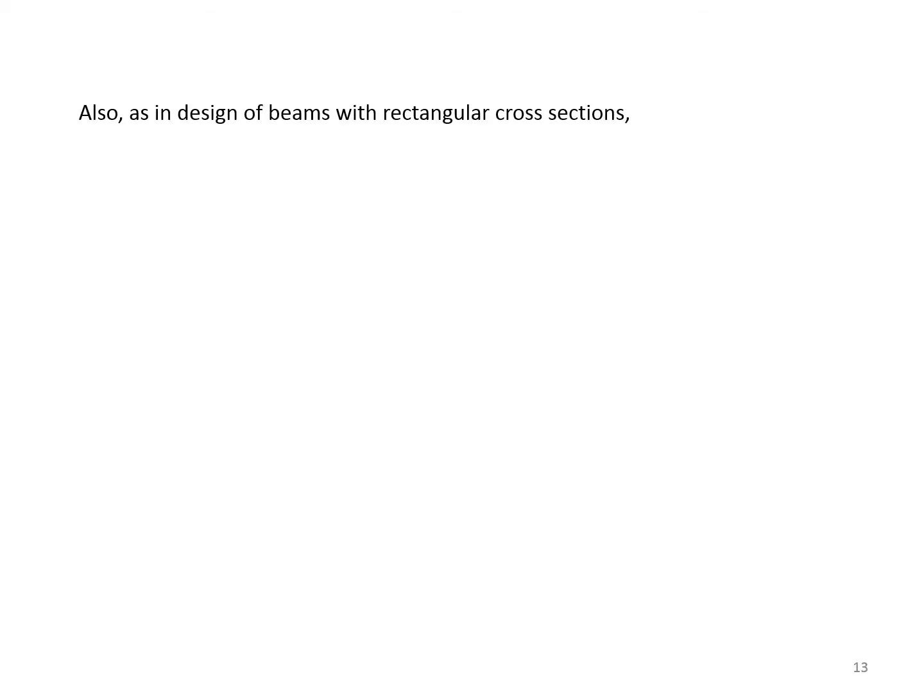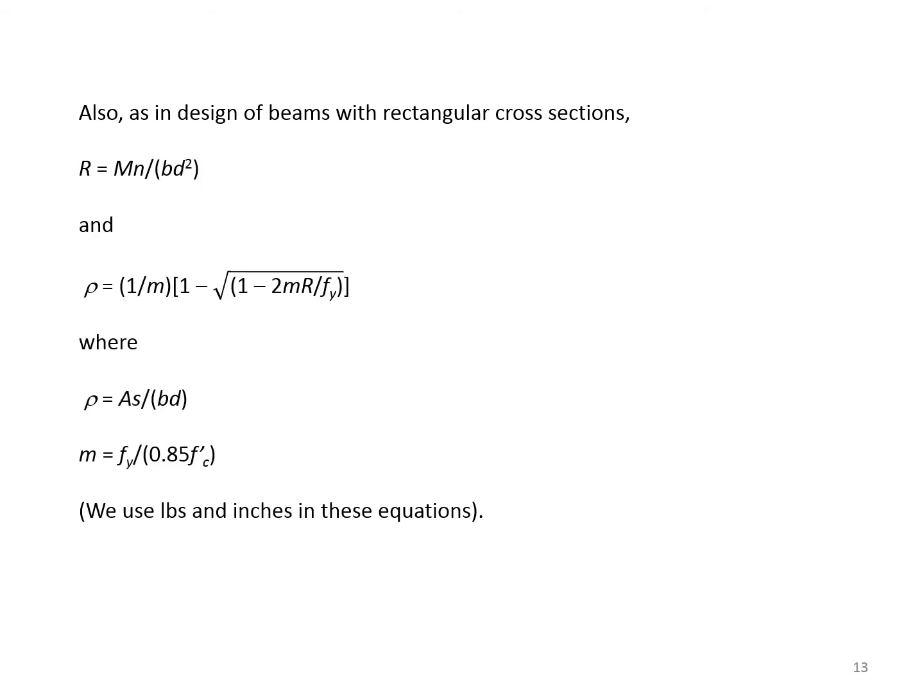Also, as in design of beams with rectangular cross sections, the parameter R is Mn divided by bd squared, and the steel ratio needed can be found from the equation 1 over m multiplied by 1 minus the square root of 1 minus 2mR over fy. And again, rho is equal to As divided by bd, and m is equal to fy divided by 0.85 f'c. We use inch and pounds in all of these equations.